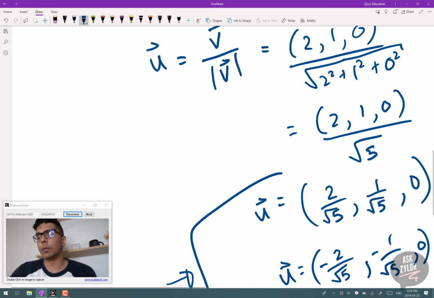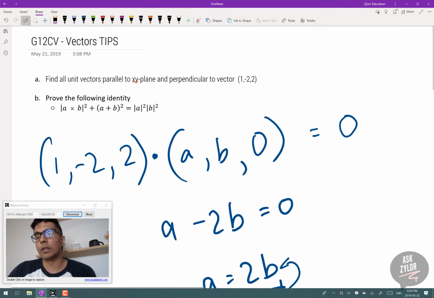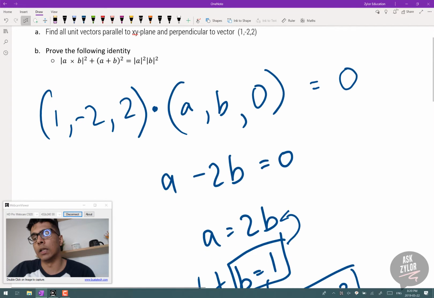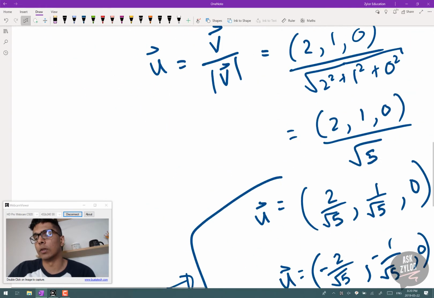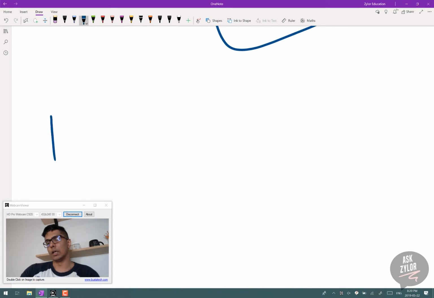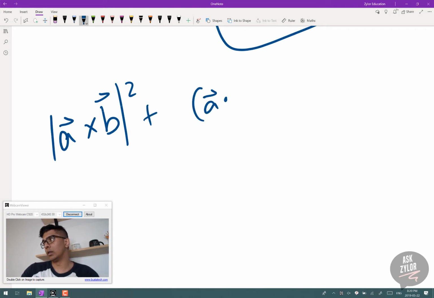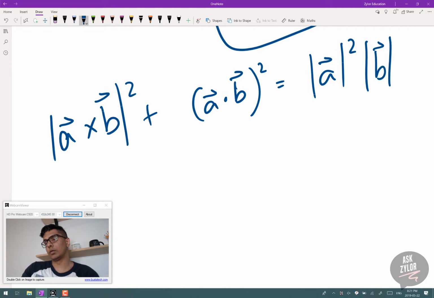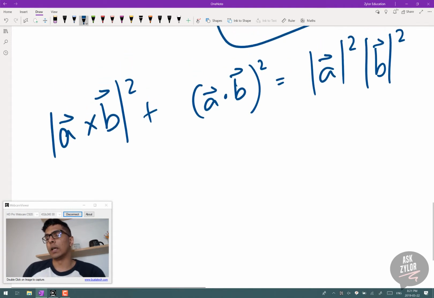Okay, so let's go to part B of this question. We're asked to prove the following identity. We're given a cross product and a dot product of two vectors, with the magnitudes of them squared. So I'm just going to rewrite that. I have |A cross B| squared plus, sorry, that's the dot product between the two vectors, (A dot B) squared, equals |A| squared |B| squared. Okay, so we're asked to prove this identity.